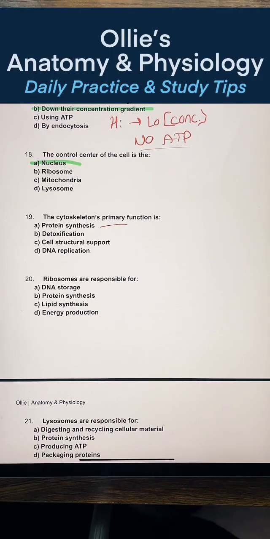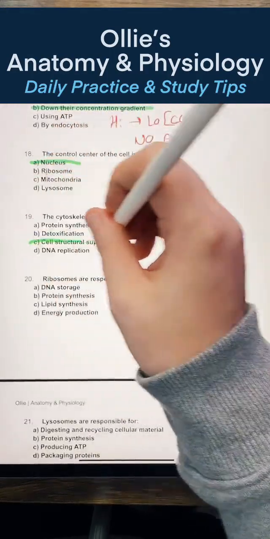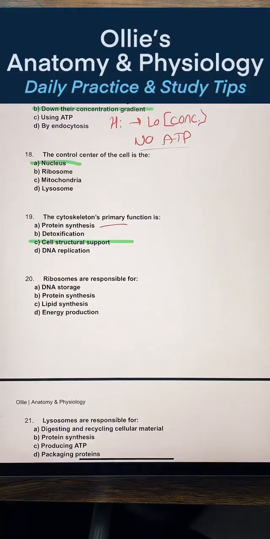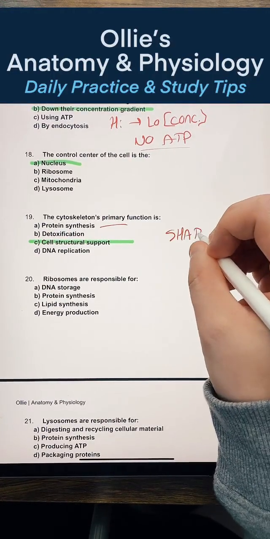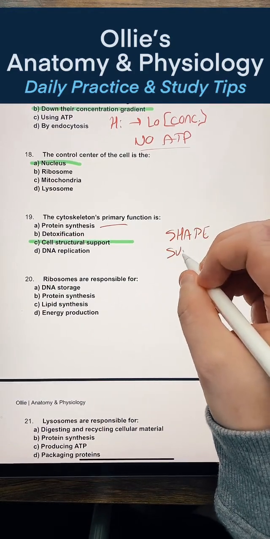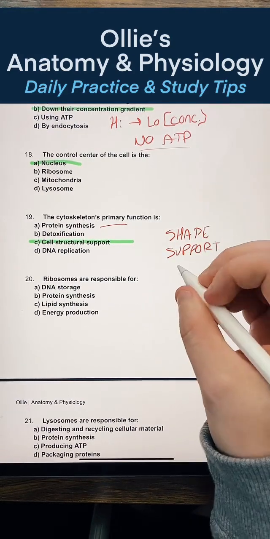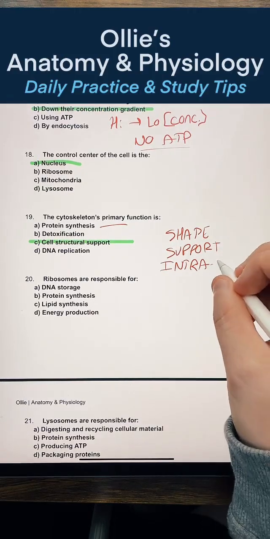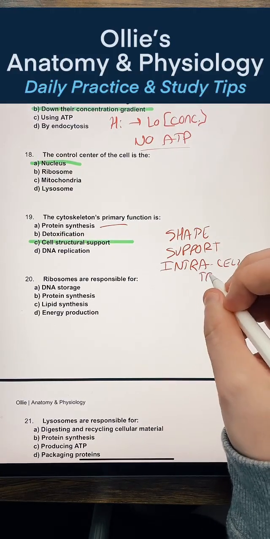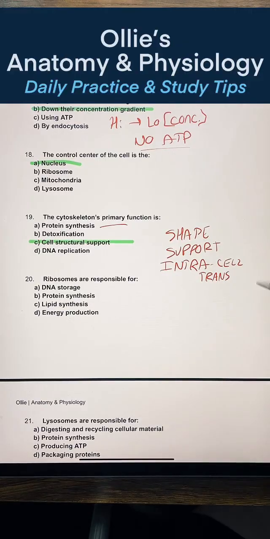Number 19, the answer is C. It is the cell's structural support. So the cytoskeleton provides the cell with its shape, support, and a little bit of cellular transport.